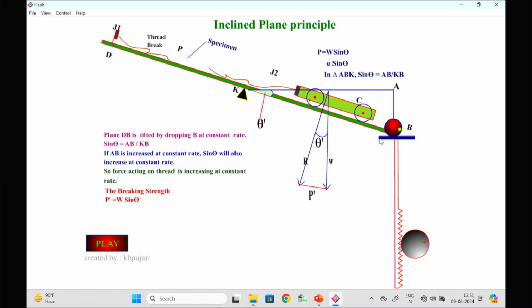So sin theta will be AB by KB. So KB is constant. For this instrument, KB is constant. Now if we change this AB distance at constant fashion, if we increase the AB at constant speed, that means by lowering the point B at constant rate, we will be able to achieve the constant rate of loading.